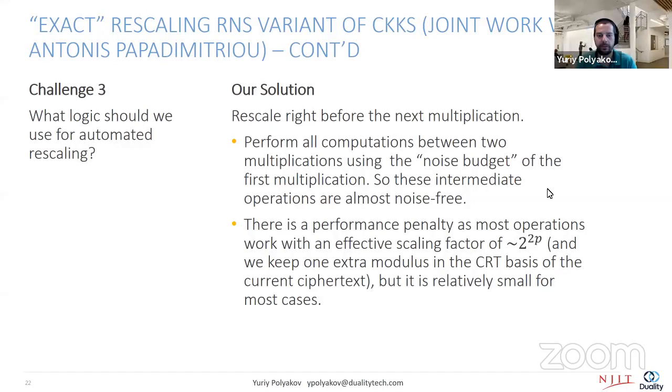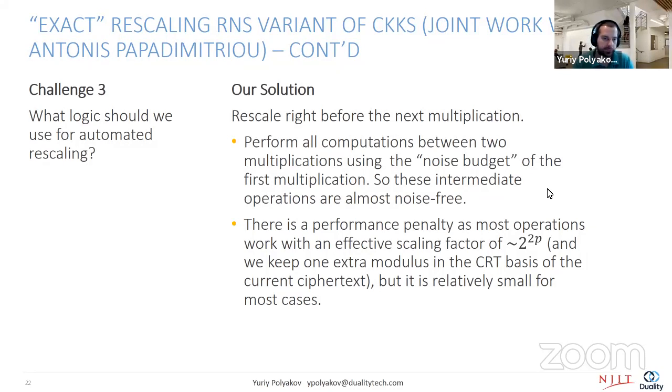The motivation for this is that we perform all computations between these two multiplications using the noise budget that we get from the prior multiplication. This means that many intermediate operations become almost noise-free. This is a big challenge, for example, for rotations in certain key switching techniques such as BV key switching. So we're able to assimilate the noise that comes from those intermediate computations into the noise budget of the previous multiplication.